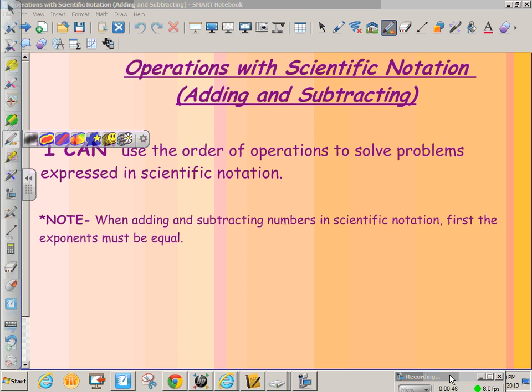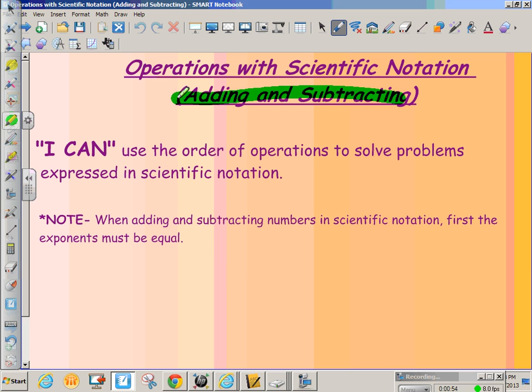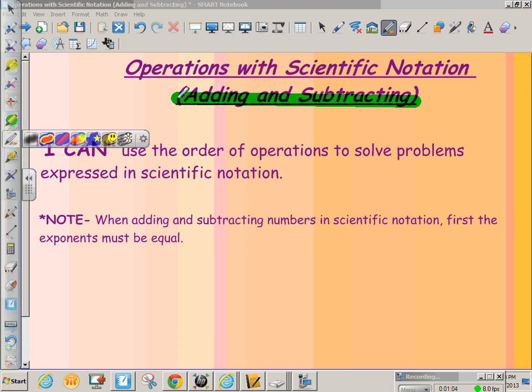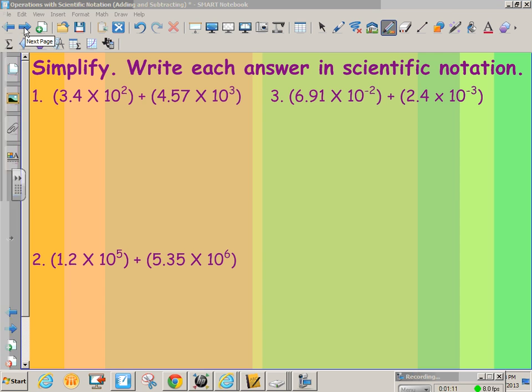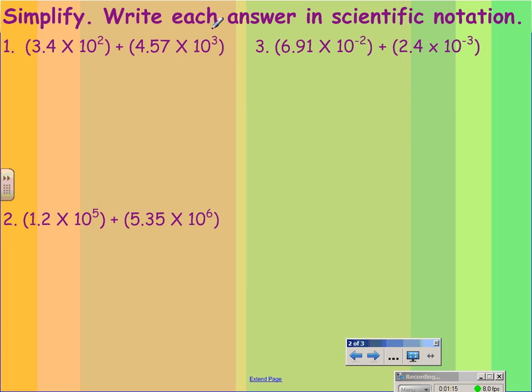Our I can statement is I can use the order of operations to solve problems expressed in scientific notation. You can see that our focus today is adding and subtracting. The note is when adding and subtracting numbers in scientific notation, first, the exponents must be equal. So that's kind of our important clue to remember, and therefore I gave you a note on that. All right, so we have to put the exponent into the same number. We have to change it to the same number.